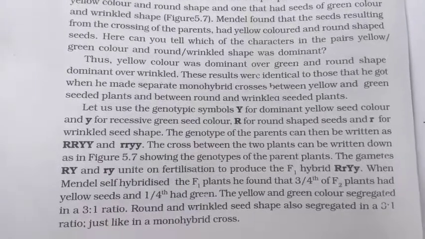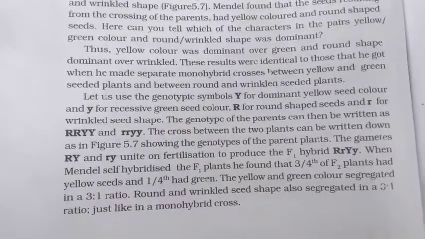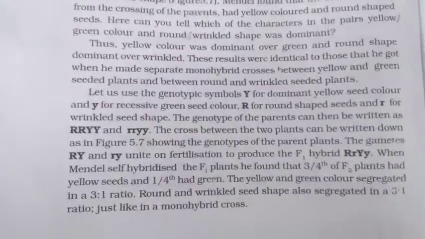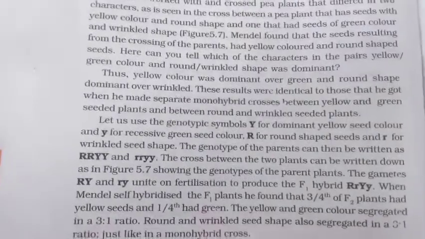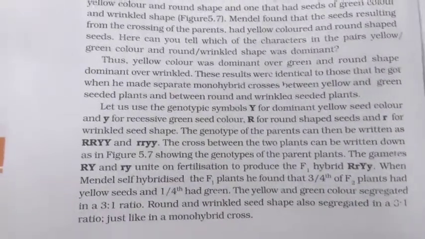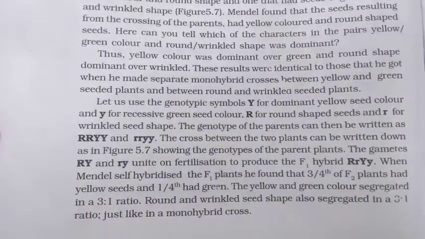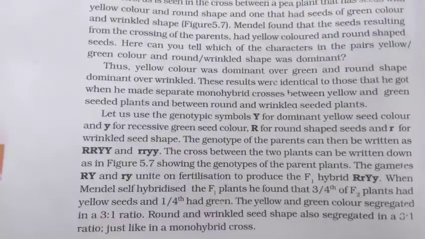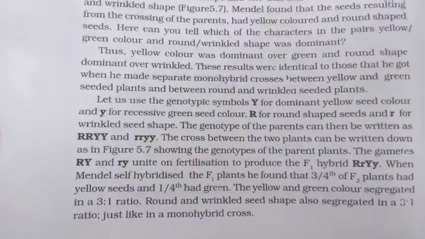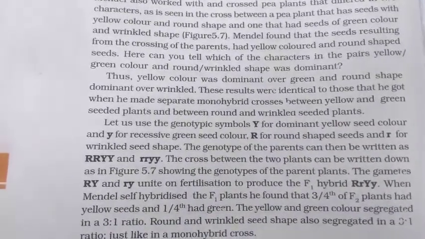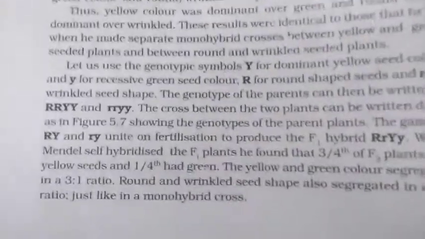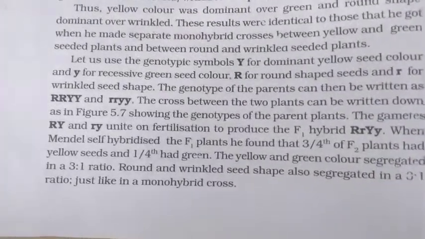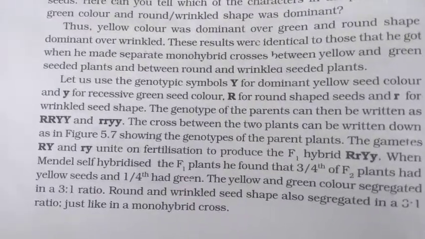The cross between the two plants is shown in the figure. The gametes of the parent plants, capital R, capital Y and small r, small y, unite on fertilization to produce the F1 progeny, the hybrid represented by capital R, small r, capital Y, small y. When Mendel self-hybridized the F1 plants, he found that 3/4 of the F2 plants had yellow seeds and 1/4 had green. The yellow and green color segregated in a 3:1 ratio. Round and wrinkled shape also segregated in a 3:1 ratio, just like a monohybrid cross.